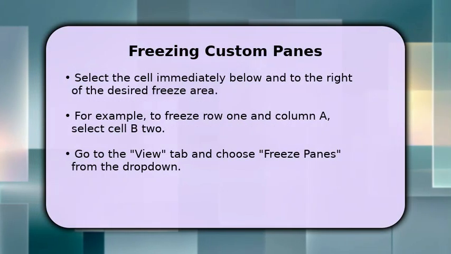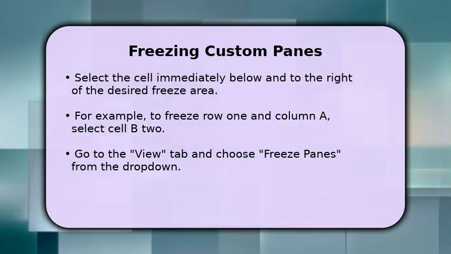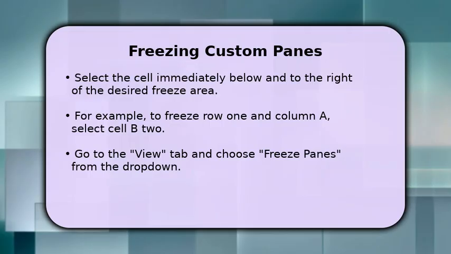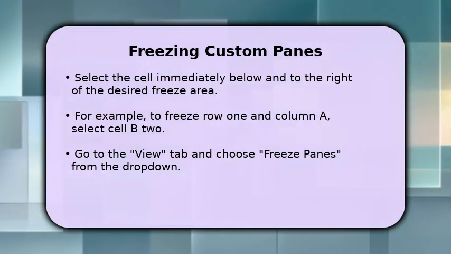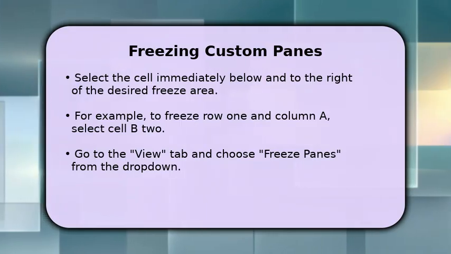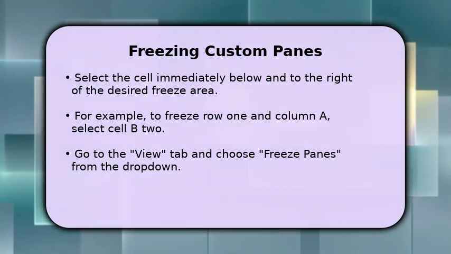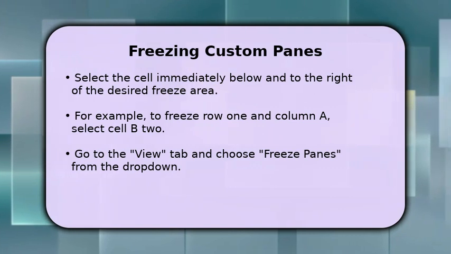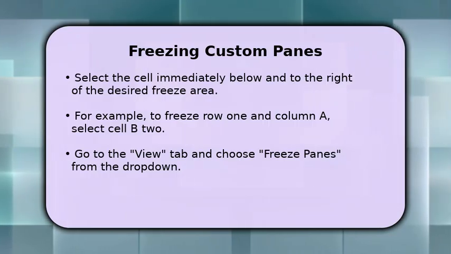For more advanced freezing, you can lock both rows and columns simultaneously. First, select the cell that is one row below and one column to the right of where you want the freeze to occur. For instance, to freeze the first two rows and the first column, select cell B3. Then, go to the View tab, click Freeze Panes, and choose the top Freeze Panes option. This locks everything above and to the left of your selection.